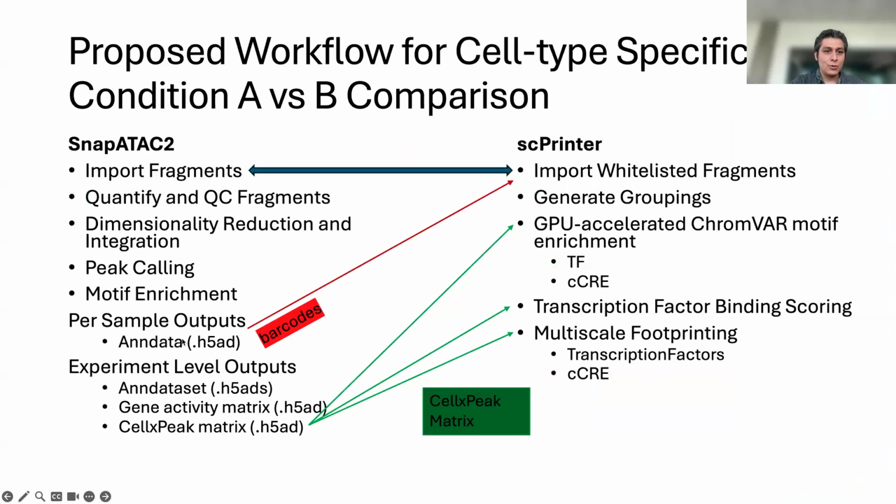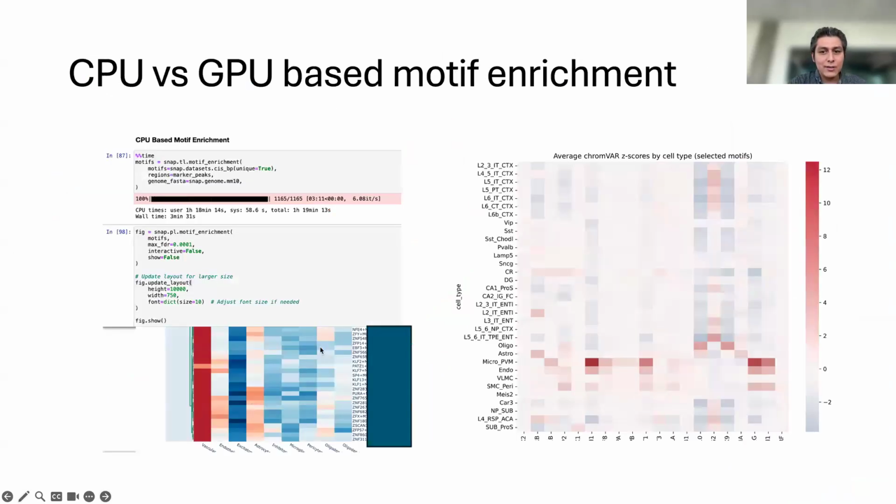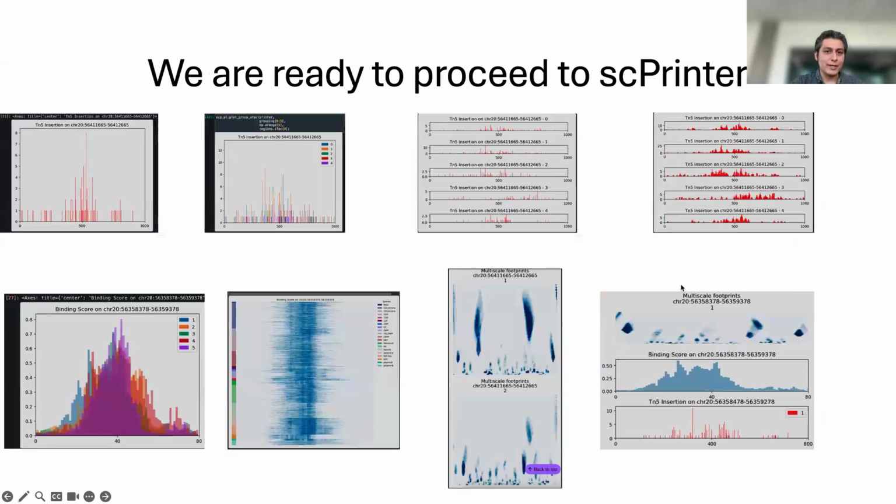So that takes us to the tail end of our SnapATAC2 pipeline, and we now have everything ready to go into scPrinter. The last thing I'll note here is that should you want to use scPrinter, I think the slide is a little bit out of order, but basically this was just pointing out that if you wanted to use scPrinter for its GPU accelerated ChromVAR, it performs something very similar to the CPU-based motif enrichment, but it does so with GPU acceleration. It's a little bit fancier. Maybe you trust ChromVAR a little bit more, but scPrinter gives you a way to do that.